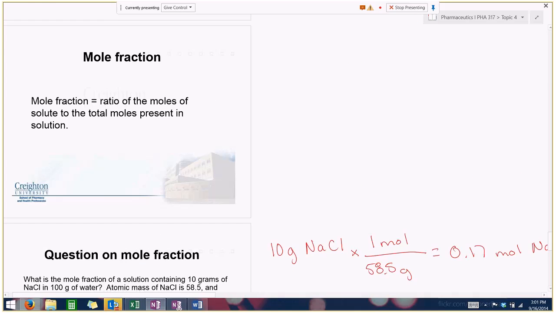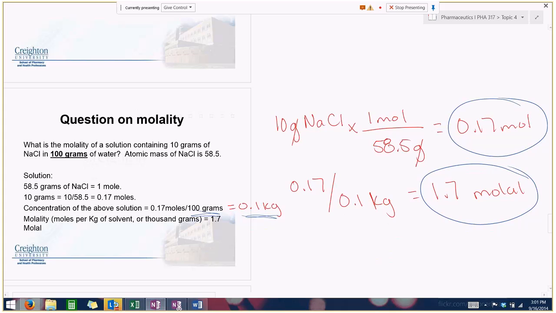So would the 1.7 molal and the normality be the same number? I don't know if it'll be in necessarily all questions, but it depends. What do you mean? 1.7 molal was the same thing as 1.7 for normality.